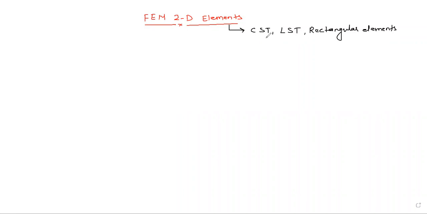So triangle is also your two dimensional. We can find the area of a triangle. We can find the area of a rectangle. So that is considered as two dimensional elements. So these are the examples of two dimensional elements.